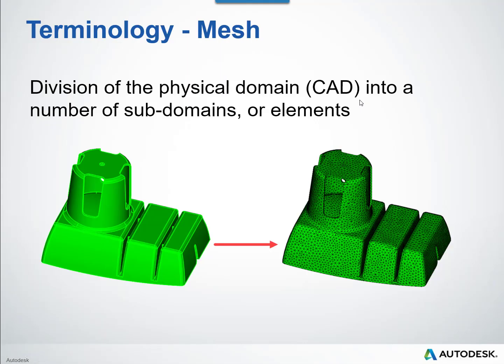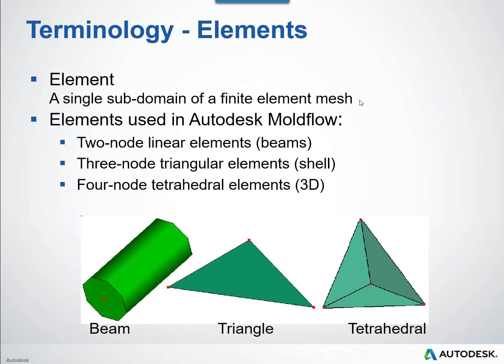So in terminology, we call it a mesh. The need for the mesh is to represent the geometry in subdomains, or in a smaller element form. That's what we call a mesh. Now, in Autodesk Moldflow, we have three types of elements: the beam element, also called a 1D element; the triangular element, also called a shell element; and the tetrahedral element, that is the four-noded element.